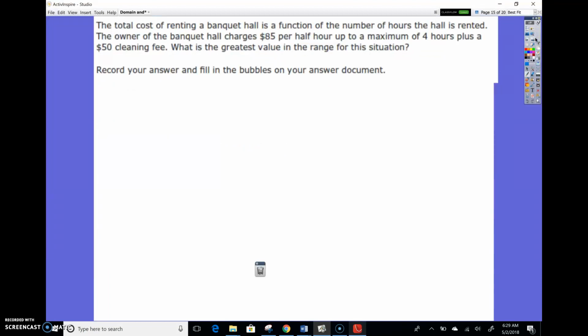The total cost of renting a banquet hall is a function of the number of hours the hall is rented. The owner of the banquet hall charges $85 per half hour, up to a maximum of 4 hours, plus a $50 cleaning fee. So 4 hours, $85 for every half hour, plus a $50 cleaning fee.